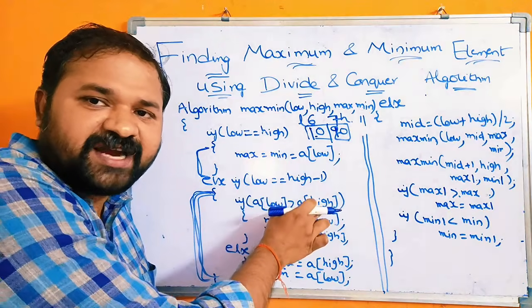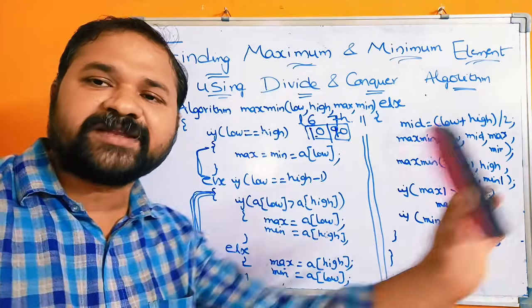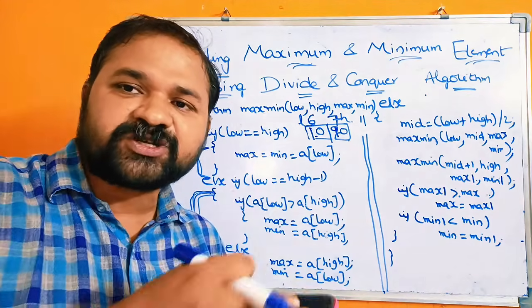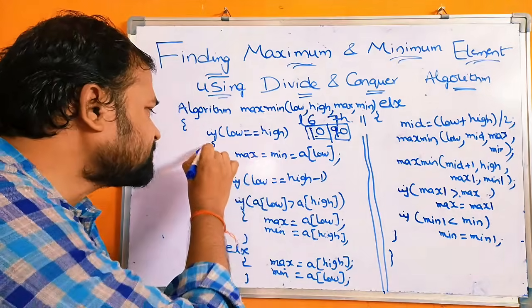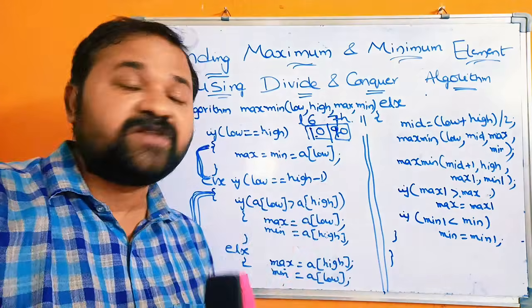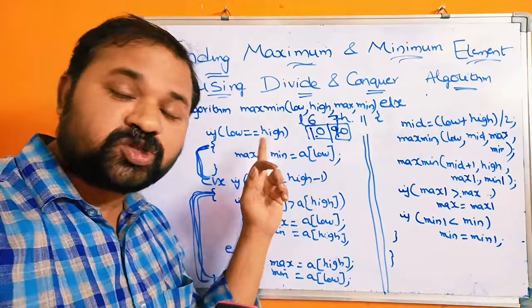So if the list contains two elements, then we have to compare those two elements. The biggest element will be stored in max, the smallest element will be stored in min. Whereas this condition is for if the list contains only one element. If the list contains only one element, that element will become both the biggest and the smallest.